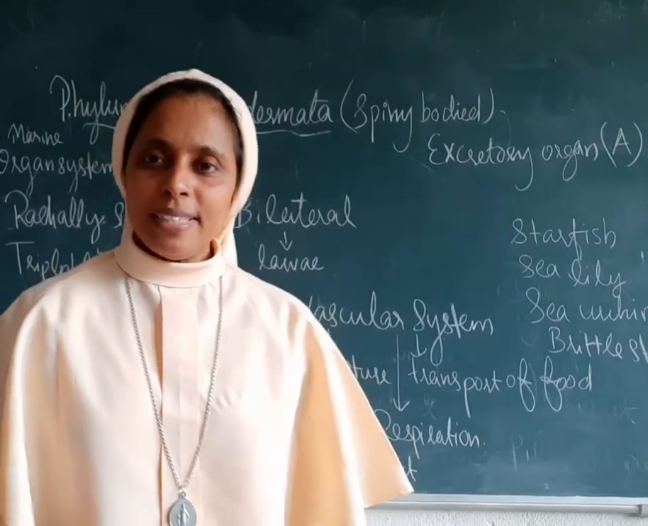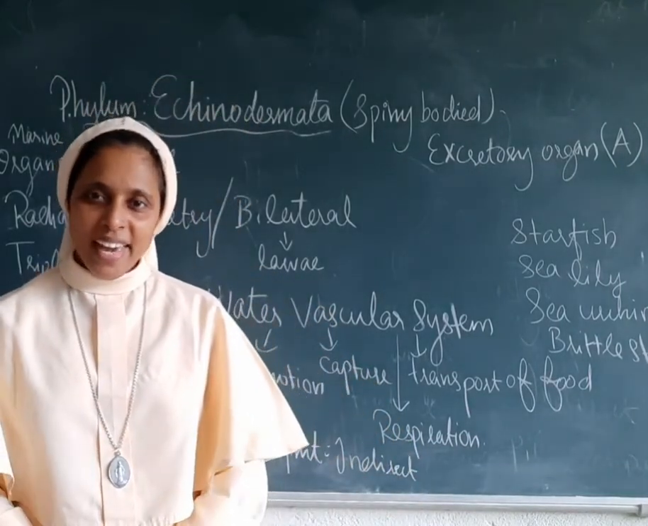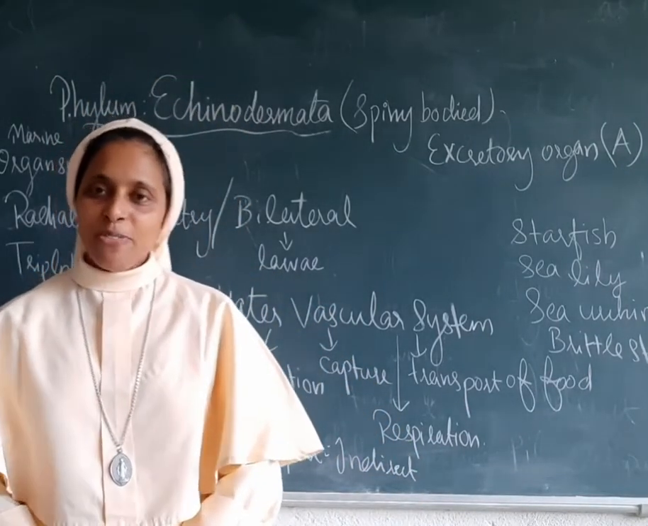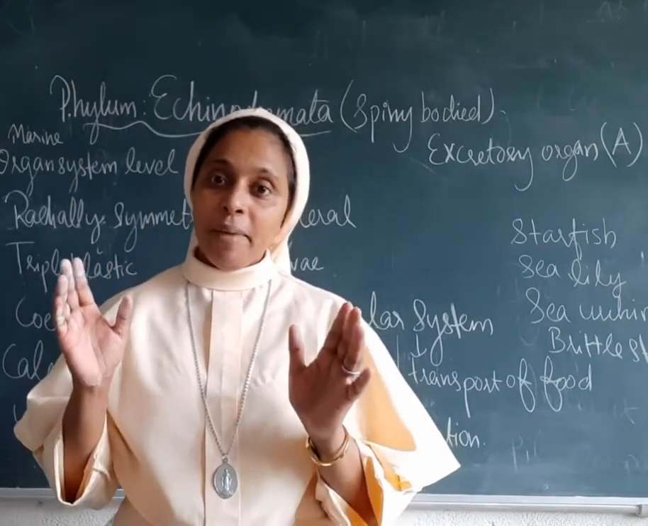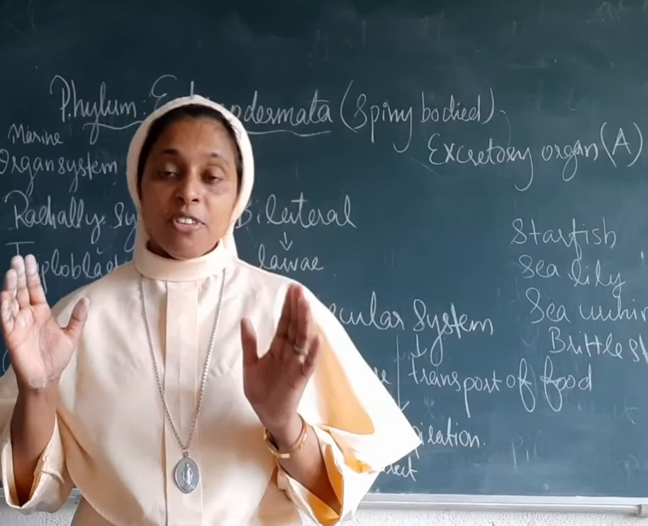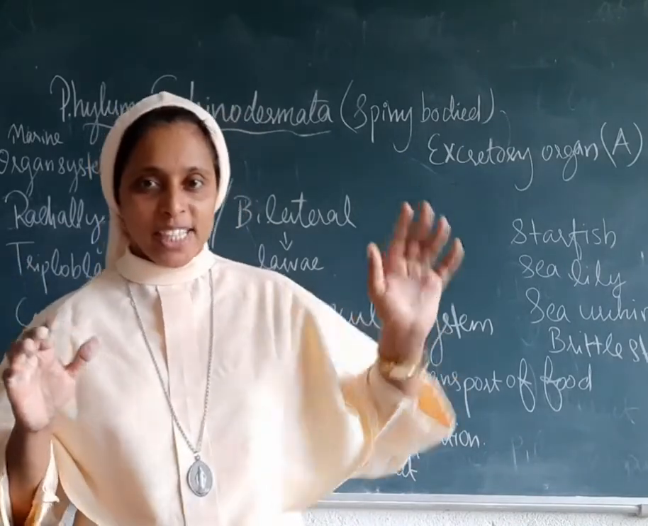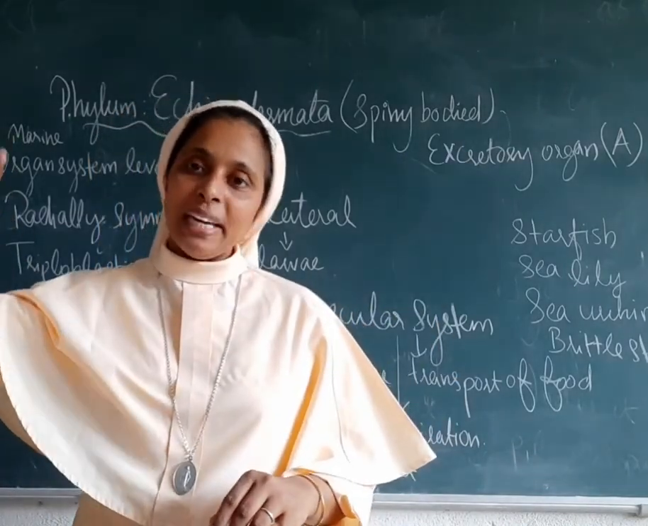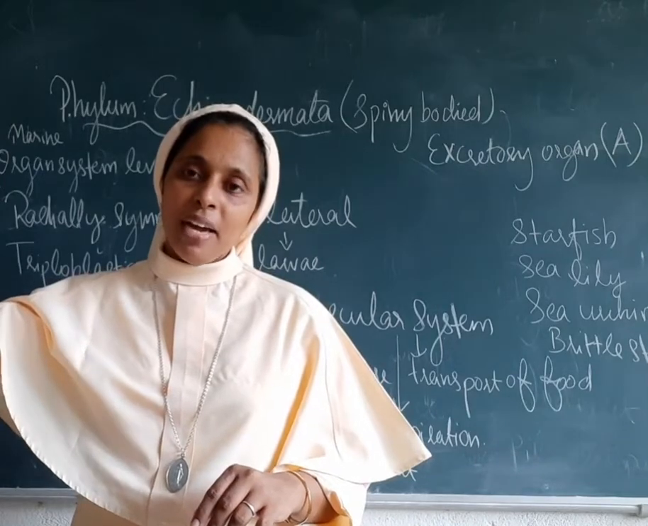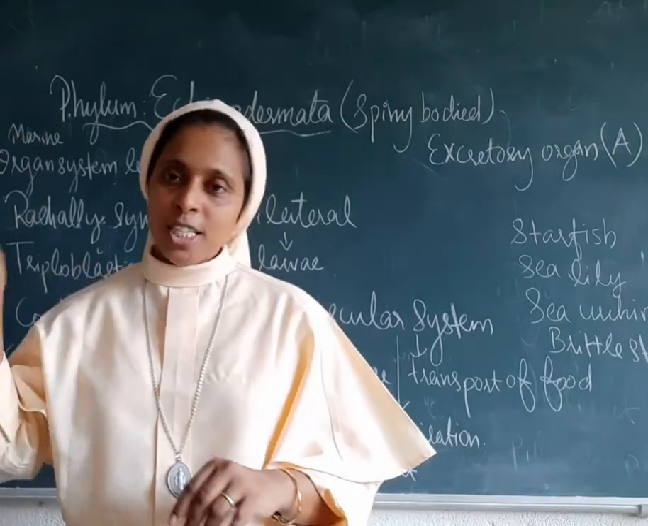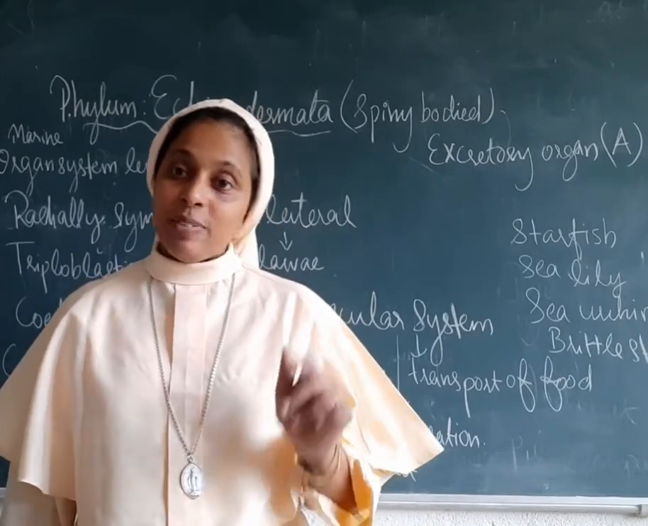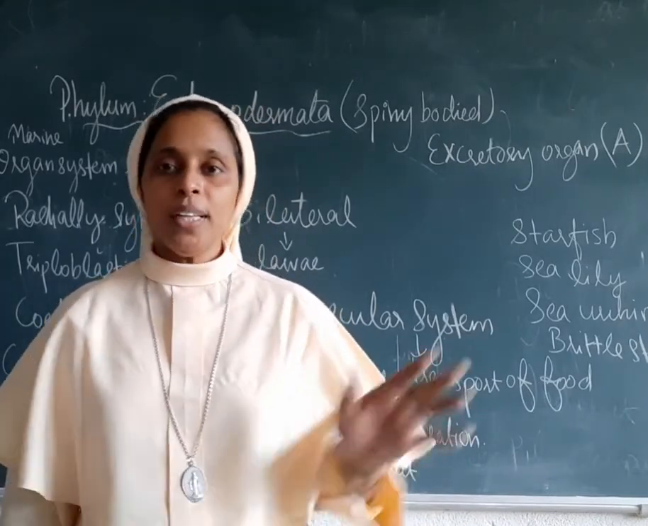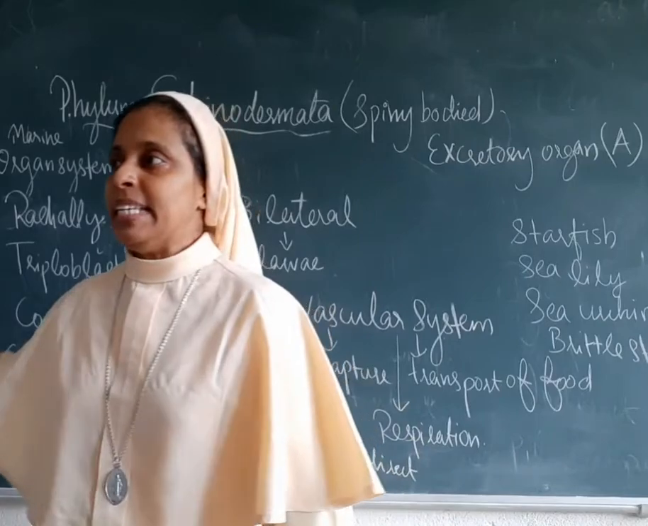So moving towards the next phylum, that is phylum Echinodermata. The word meaning is spiny bodies. So the body will be having spines. The organisms will be having spines all over their body. The best examples that we can remember here are sea urchin as well as starfish. Over their body they will be having spiny skin.